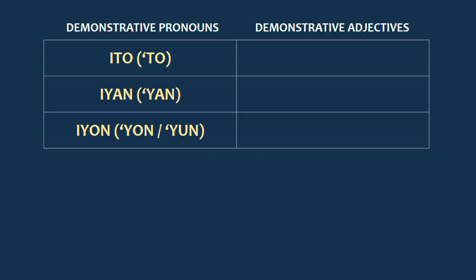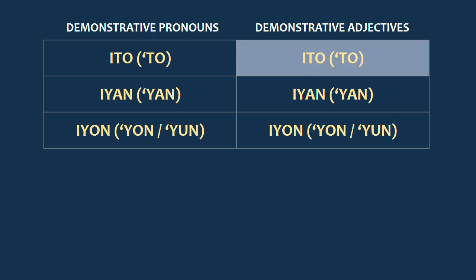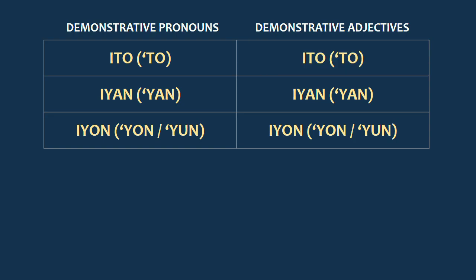Okay, now in English, the demonstrative pronouns and demonstrative adjectives used are the same. This, that, these, and those. In Filipino, however, to turn the demonstrative pronoun into demonstrative adjectives, you have to do the following. For ito or to, you have to add ng at the end. So that will be itong or tong.